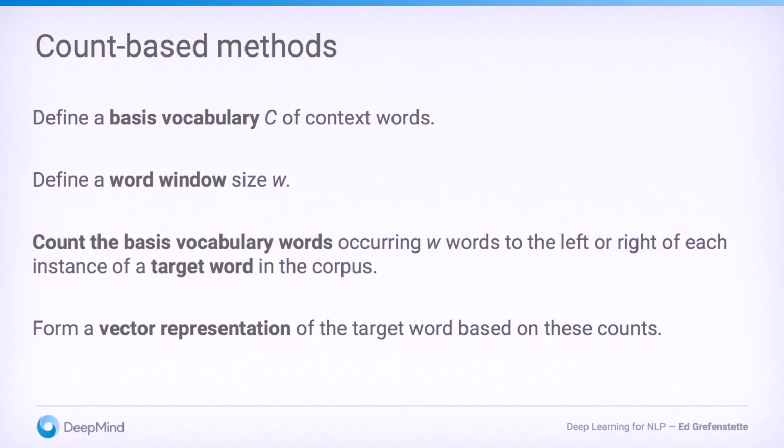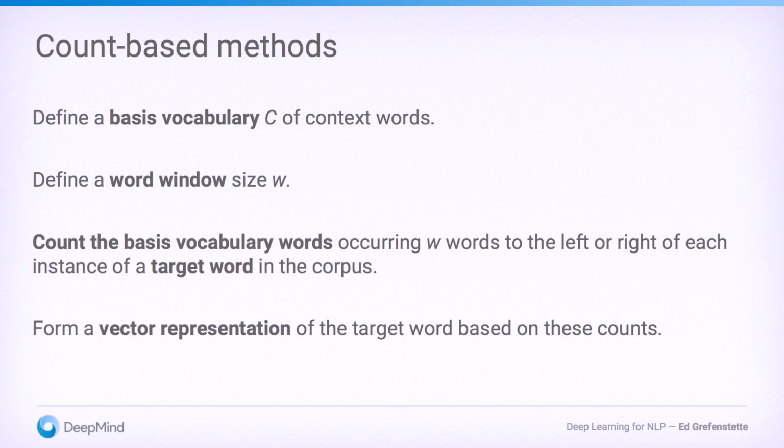The second hyperparameter for this approach is you define a word window size W. Under the most naive approach, we're going to consider the context to be W words on either side of your target word, like 3 words, or 4 words, or 5 words. And obviously the size of this window is quite meaningful in terms of the representations you're going to be producing. Once you've defined those two things, you simply count the number of times each basis vocabulary word occurs W words to the left or the right of each instance of a target word for which you're building a representation.